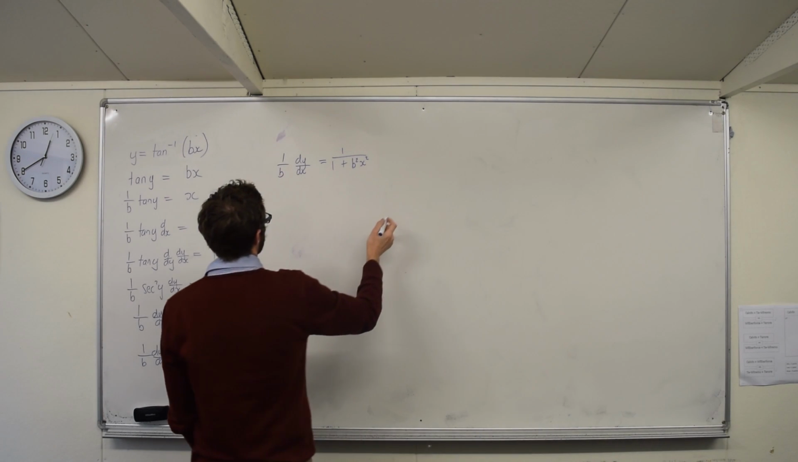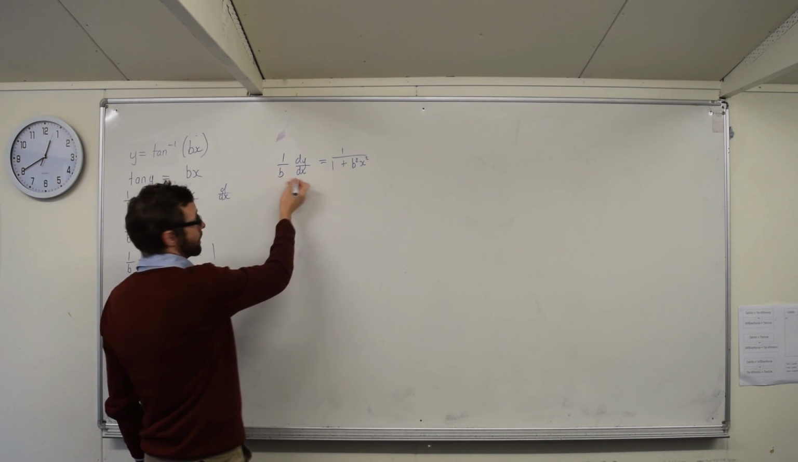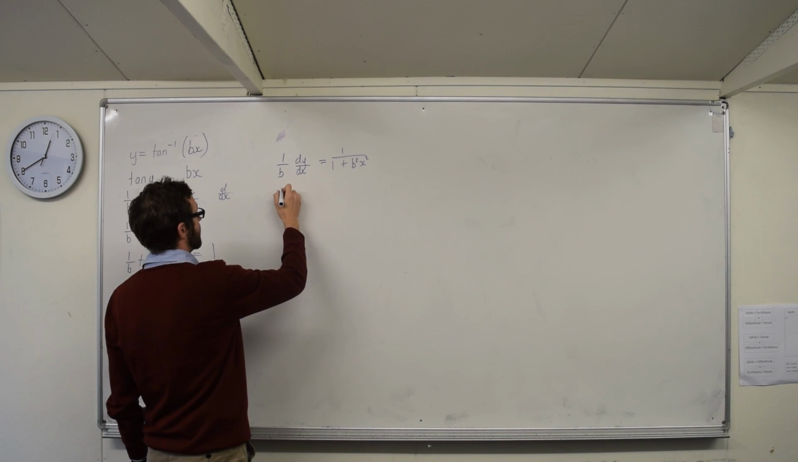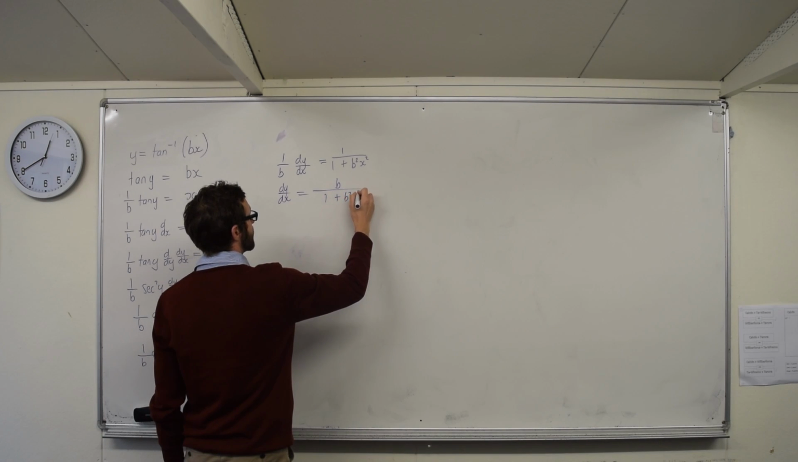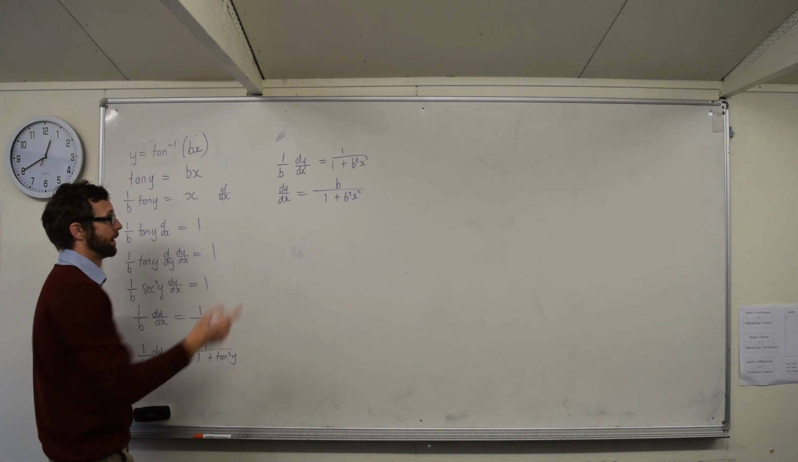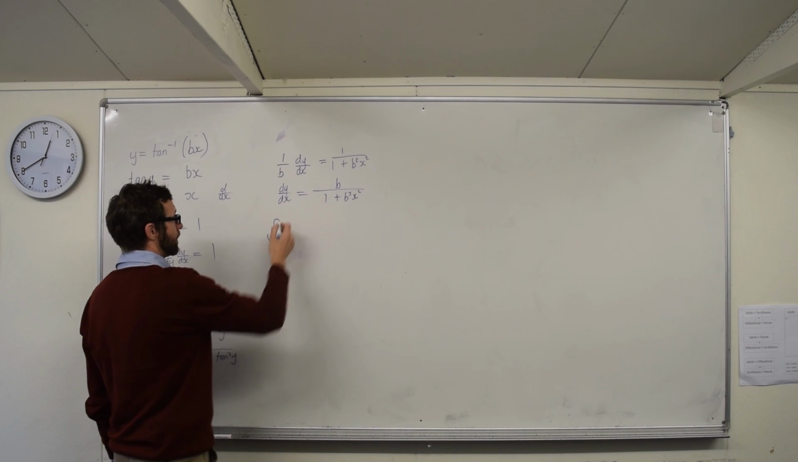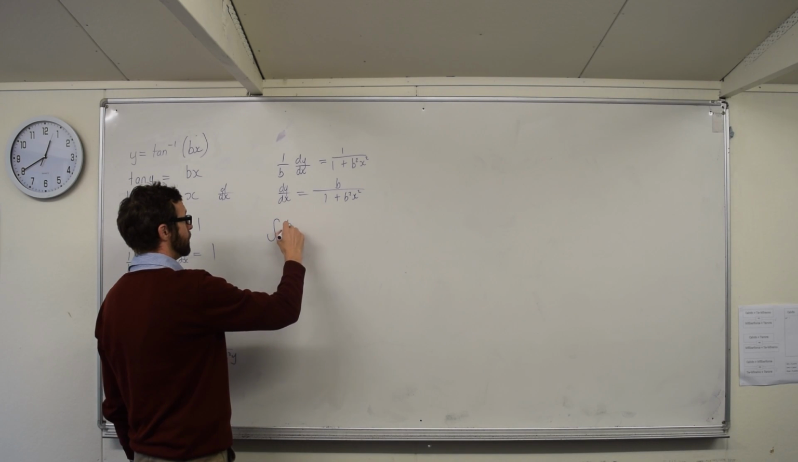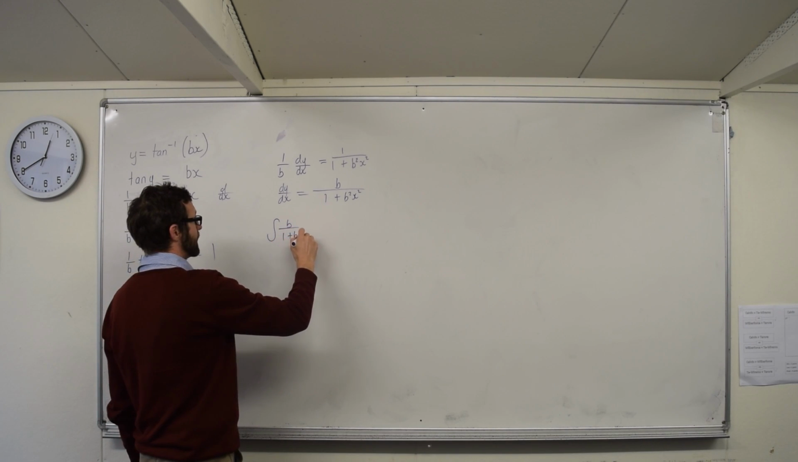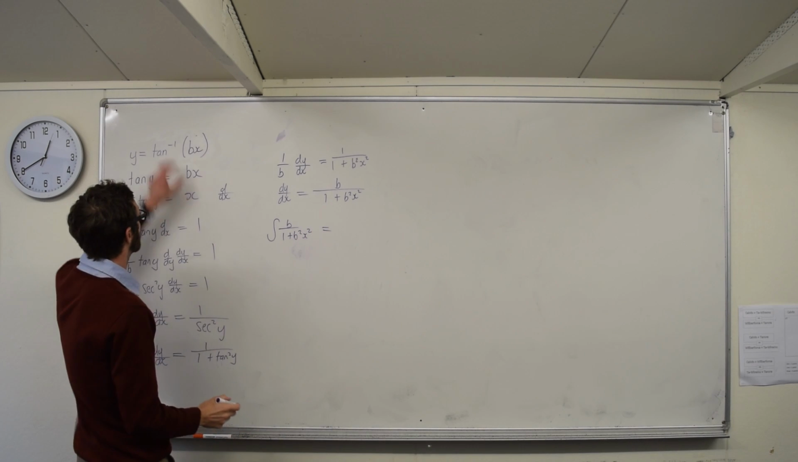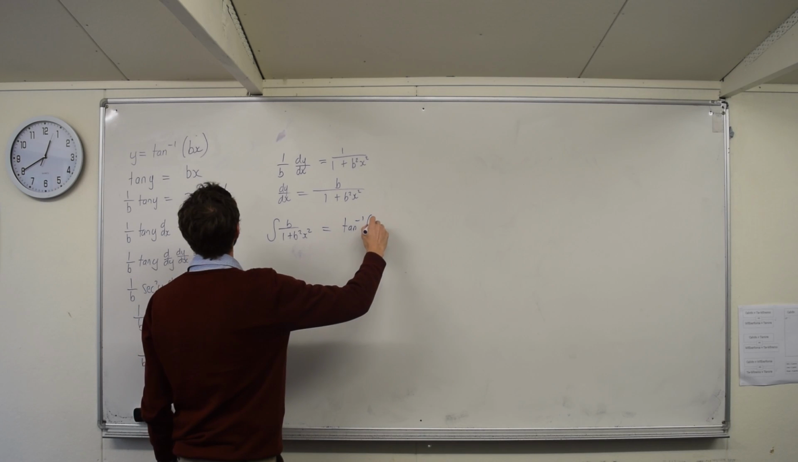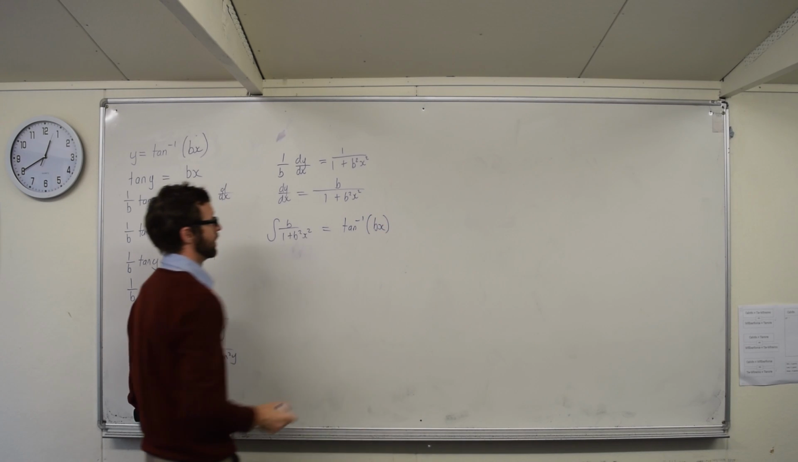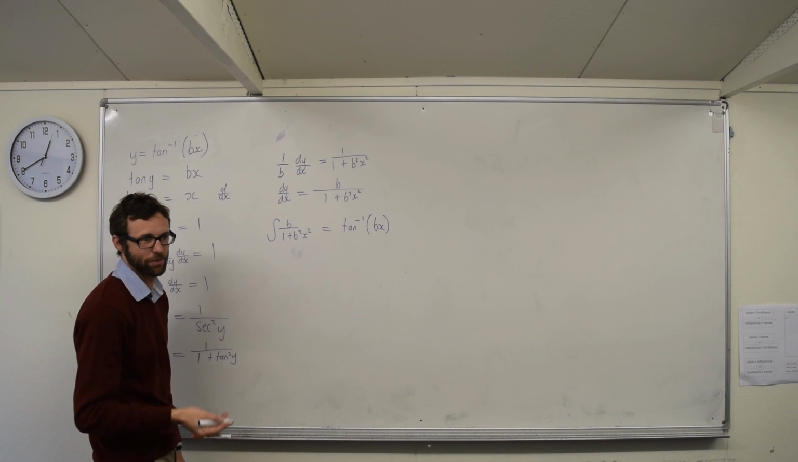Okay, cool, and then we want to get rid of this b thing here, don't we? So dy/dx equals b over 1 plus b squared x squared. Okay, and therefore we can say that the integral of b over 1 plus b squared x squared is equal to... and we probably should say plus a constant, right?